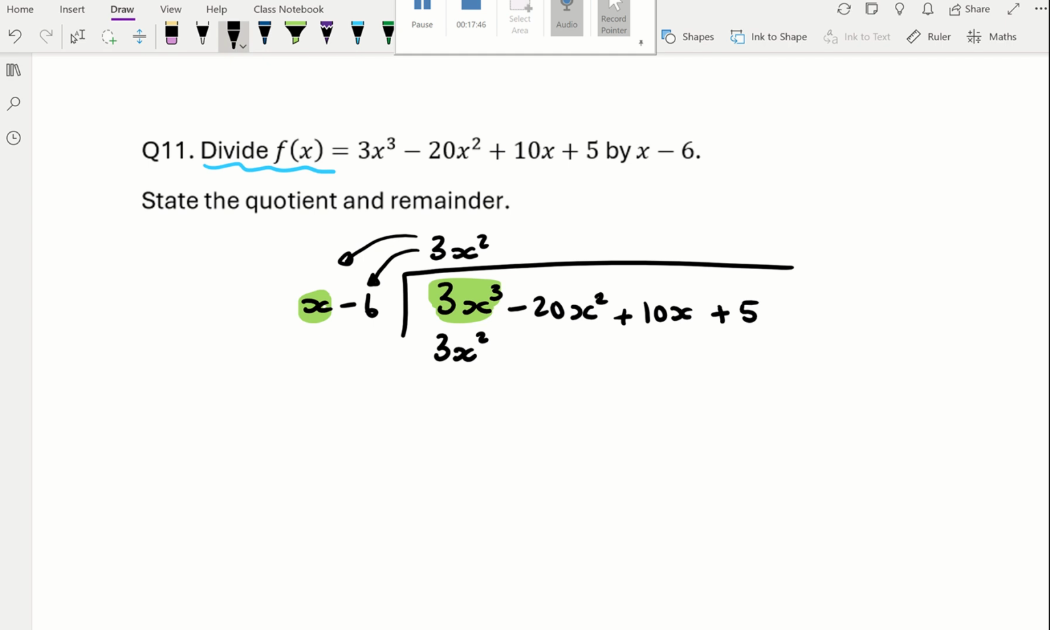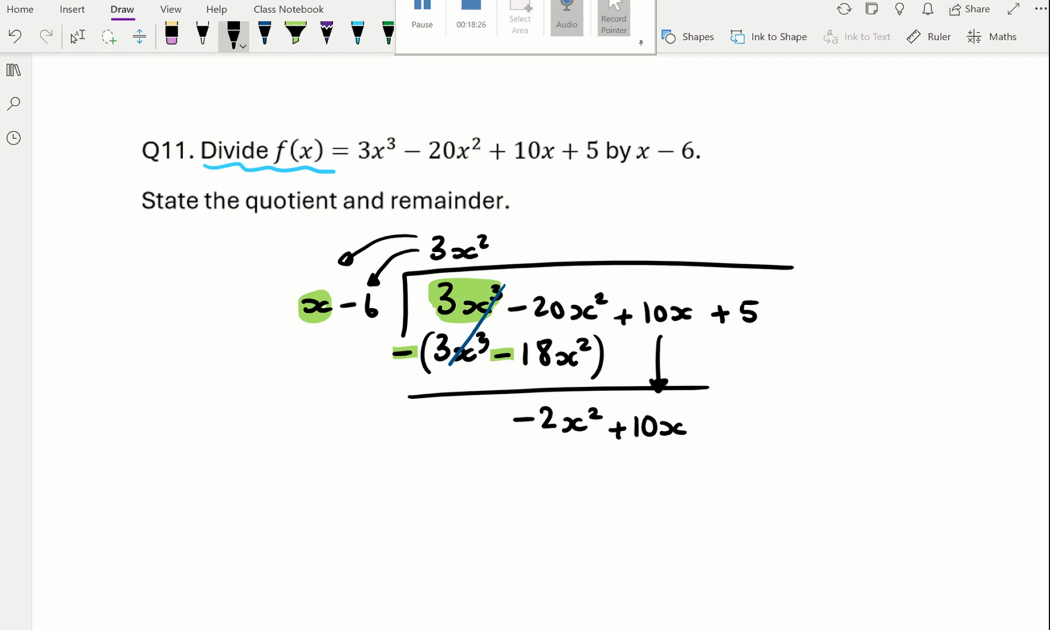So this is 3x squared and then minus 18x, this is 3x cubed minus 18x squared. And I always put it in brackets, and I always put a minus sign. They give me 0, and then you have negative 20, and that's minus 18, which makes a plus. So negative 20 plus 18 is negative 2x squared. Then I'm moving the plus 10 down, so plus 10x. And then what do I multiply x by to give me negative 2x squared? I multiply it by negative 2x.